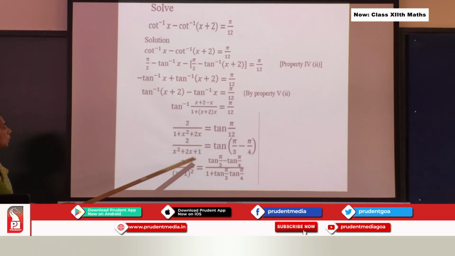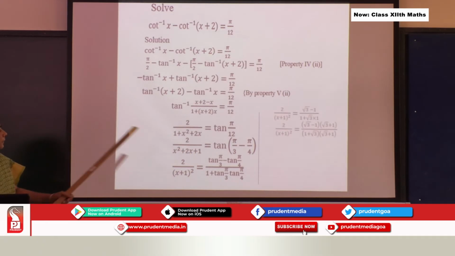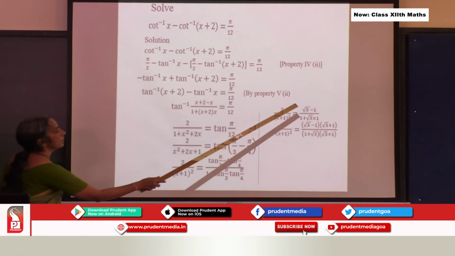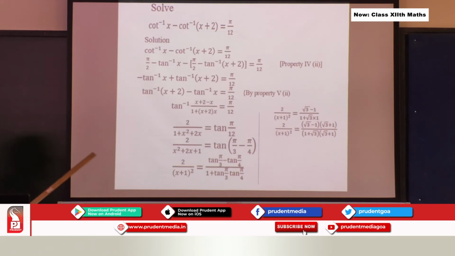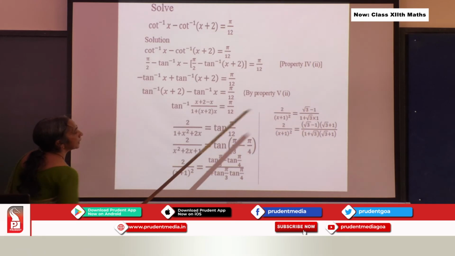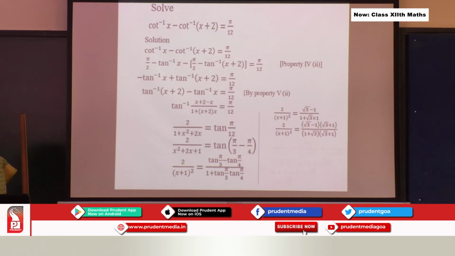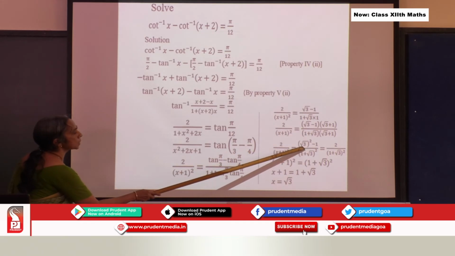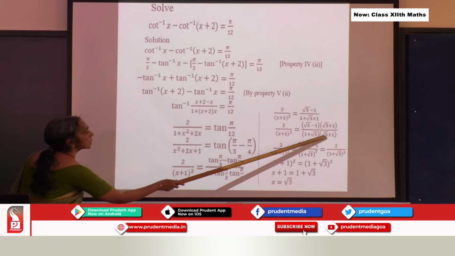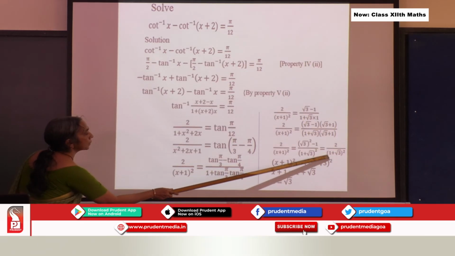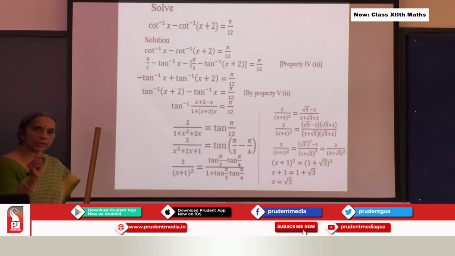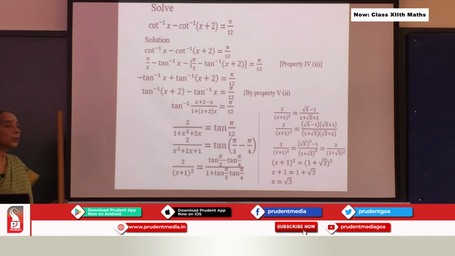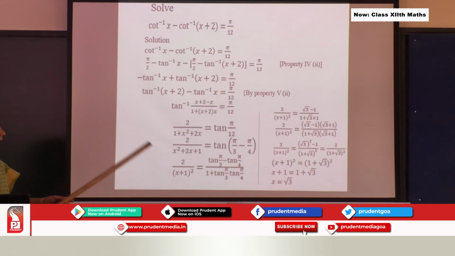So, 2 upon x plus 1 the whole square, equals, putting values of tan pi by 3 and tan pi by 4, root 3 minus 1 upon 1 plus root 3 into 1. We can multiply numerator and denominator by 1 plus root 3, which gives root 3 the whole square minus 1 upon 1 plus root 3 the whole square. So you get 2 upon 1 plus root 3 the whole square. Therefore, x plus 1 is 1 plus root 3, so x is equal to root 3. That is the final answer. The x value should be root 3.